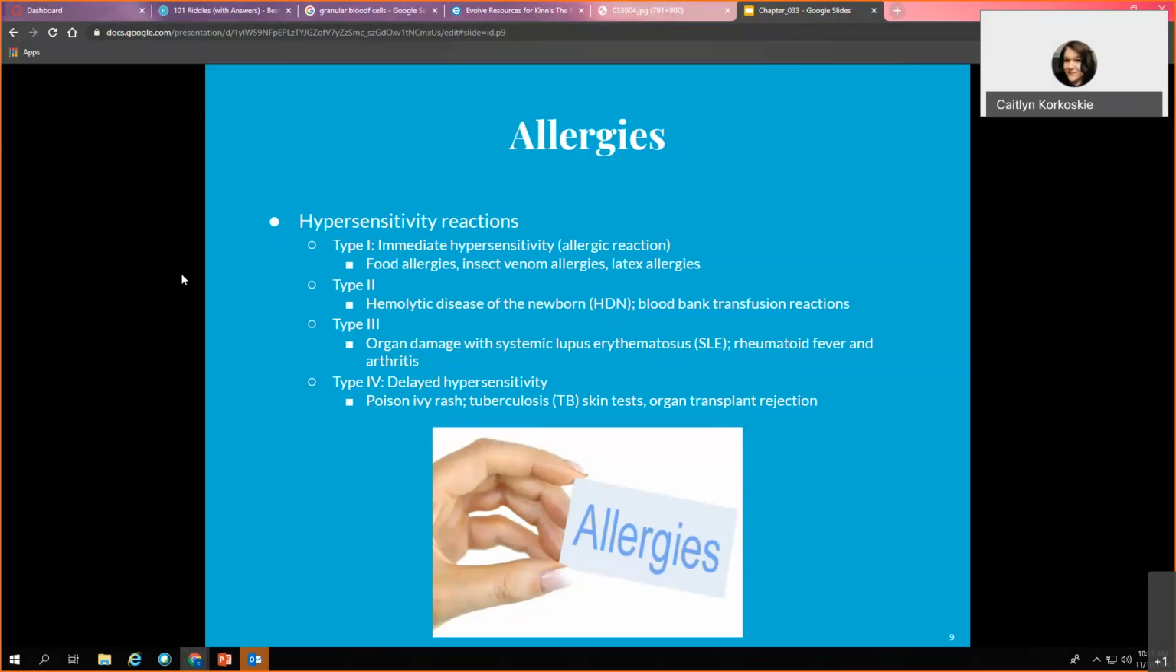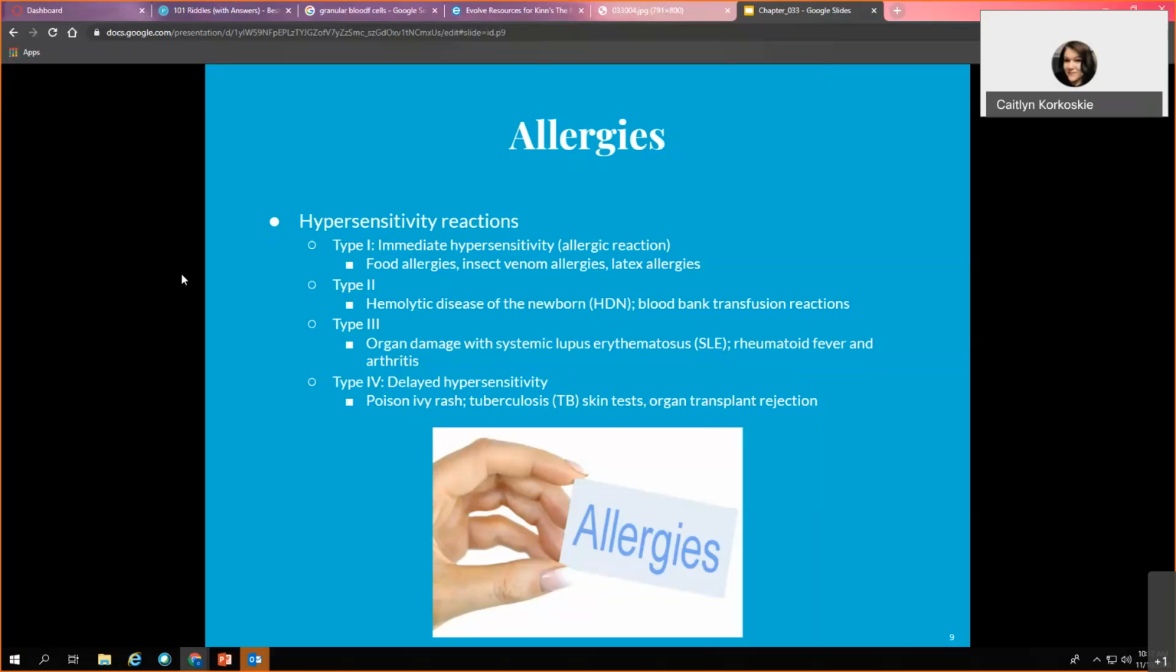Type 2 is hemolytic disease of the newborn. Often this has to do with blood transfusion reactions, with newborns and figuring out their blood types, but that's not very common. Type 2 can also cause organ damage with systemic lupus, which is an autoimmune disease type of reaction. And then the last type is a delayed hypersensitivity.